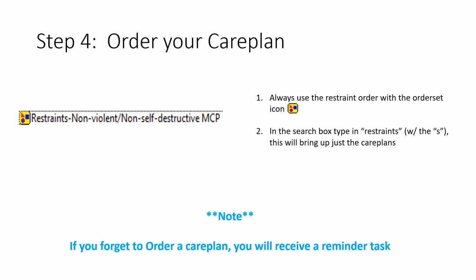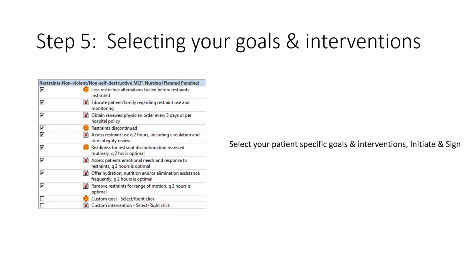Step 4. Order your restraint care plan. The care plan will also follow the restraint. Once the restraint is removed, the care plan will need to be completed and discontinued. Any new restraint will need a new care plan. Step 5. Select or unselect any goals and interventions and sign your care plan.